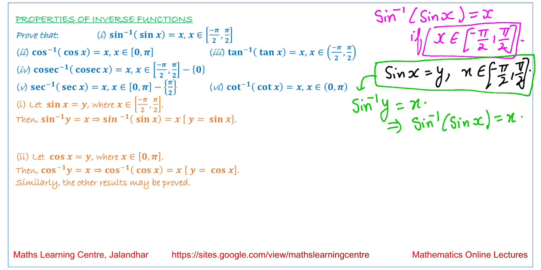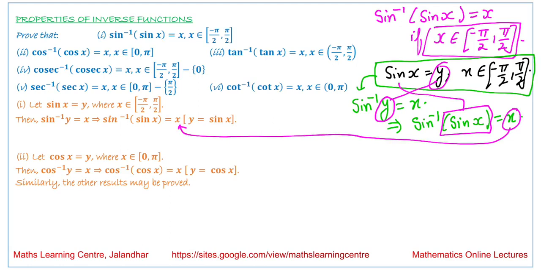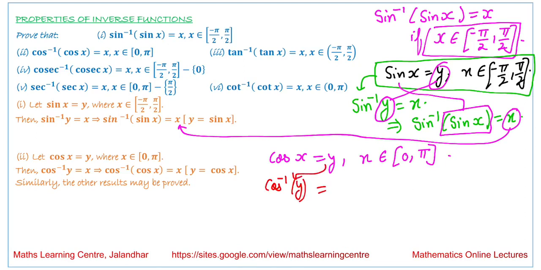So what we have done here is, in place of y, we have substituted the value of y, that is sine of x, and the final answer we have obtained is x. In the second case, cos of x is equal to y, and it is given that x belongs to the interval 0 to pi. Then if we calculate cos inverse of y, we substitute this value of y, and we obtain cos inverse of cos of x.